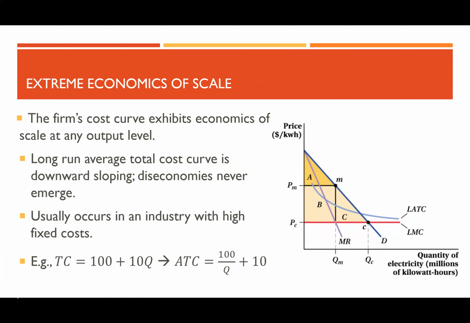To give you a mathematical example of a firm with extreme economies of scale, we can take this total cost function that's written at the bottom of the slide. So we have total cost equal to 100 plus 10 times Q. If we were to find the average total cost of this firm, we're going to get 100 over Q plus 10. And so as that quantity grows, this value 100 over Q is going to get smaller and smaller and smaller. And so we're just going to see the long run average total cost for the firm continually falling, right? They're never really going to see those diseconomies of scale emerge.